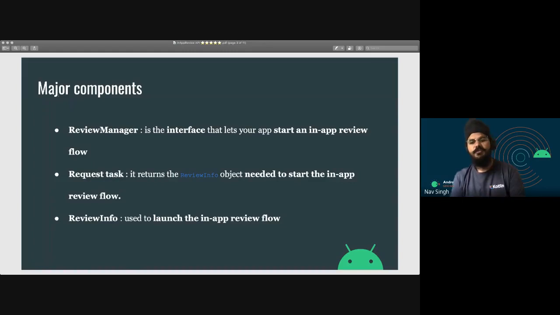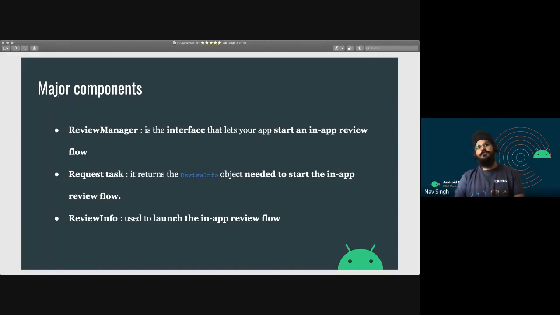So to tackle those kinds of challenges, the Google team introduced a new API called in-app review. It's considered a Jetpack component, like the other Jetpack libraries such as WorkManager, Kotlin Coroutines, Room, Lifecycle, and many others. So the in-app review API has three major components.